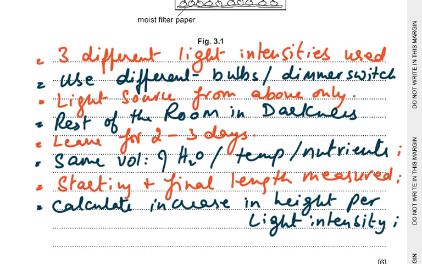Then you calculate the increase in height per light intensity, because you've used three different light intensities. So different light intensities would mean different patterns of growth, more or less growth. So you could then prove the fact and say, yes, when we had more light intensity, this happened, or less light intensity. But we're not asking you for conclusions. We're just asking you to give us how you would conduct this experiment.